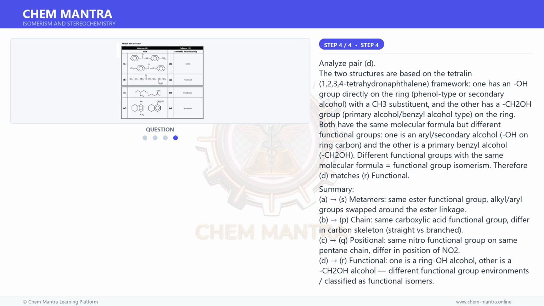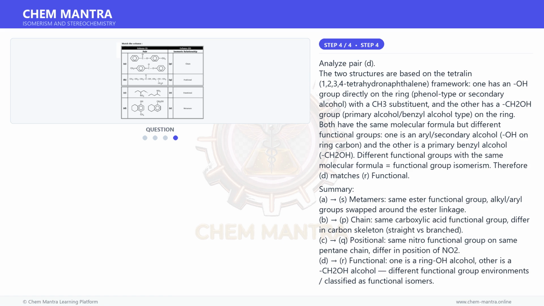Both have the same molecular formula but different functional groups. One is an aryl secondary alcohol, or OH on a ring carbon, and the other is a primary benzyl alcohol, CH2OH. Different functional groups with the same molecular formula is functional group isomerism. Therefore, D matches R, functional.